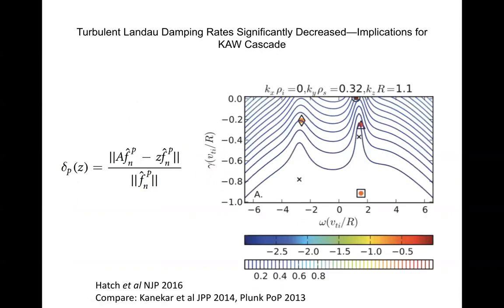Okay. Another interesting thing here is we found that as you go to higher parallel wave numbers for lambda damping, you would expect lambda damping to be quite strong. In nonlinear turbulence, it's been shown in various places that lambda damping is not as effective, not as strong as you would expect. So in a turbulent setting, lambda damping is not as strong as you would expect from the linear picture.